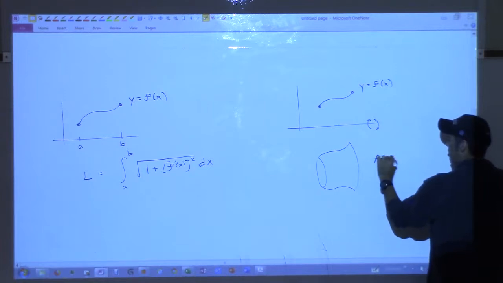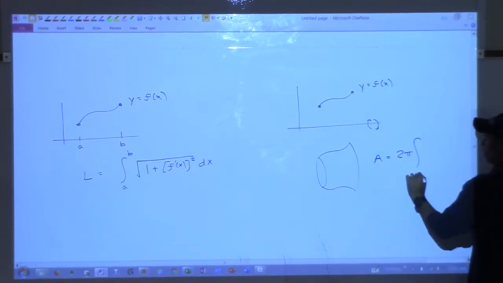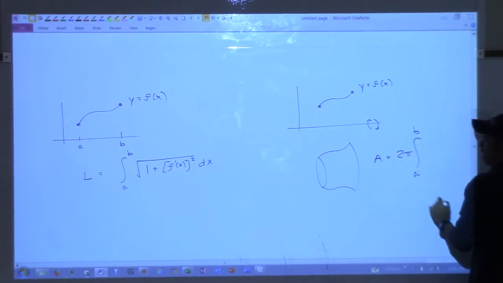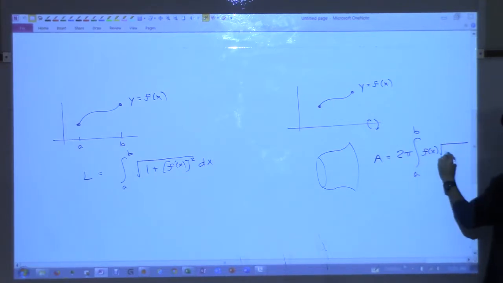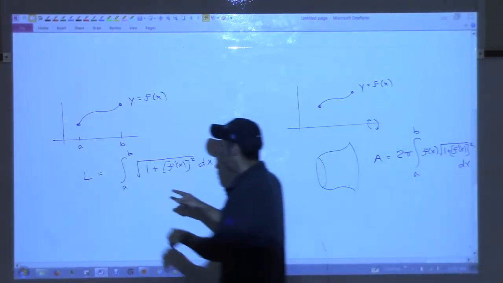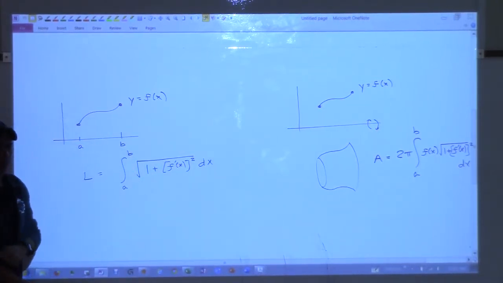It's that integral with a 2 pi out front, integral a to b. And then there's one more thing. The function itself is outside the root. And then we have the root of 1 plus f prime of x, that thing squared again, dx. Right, so just add a 2 pi and f of x right here, and you've got the surface area formula.